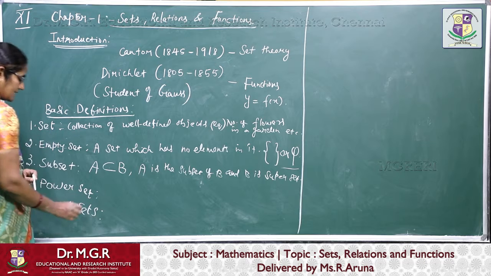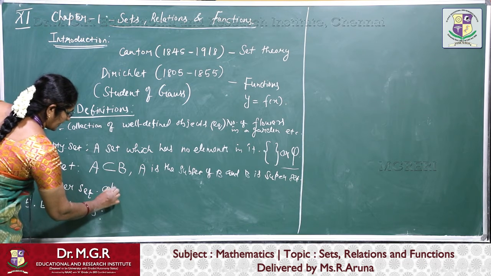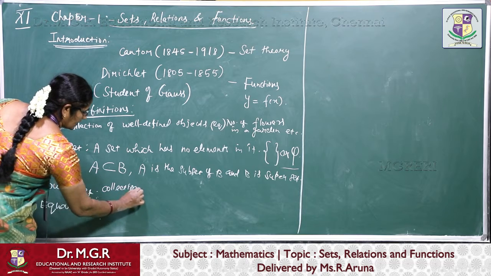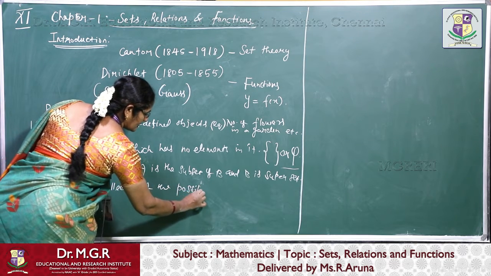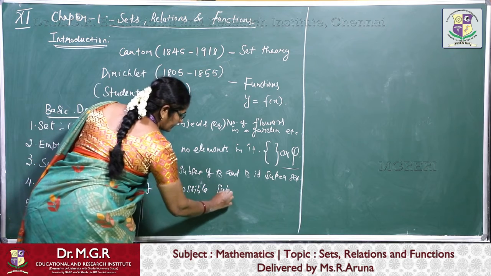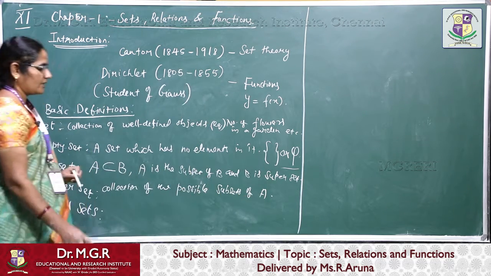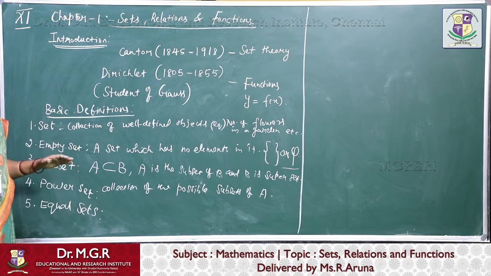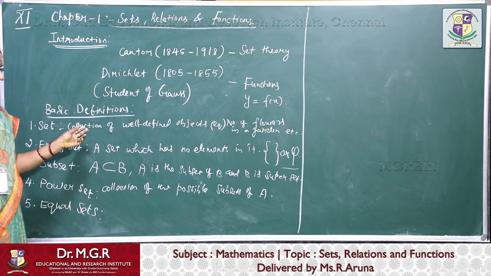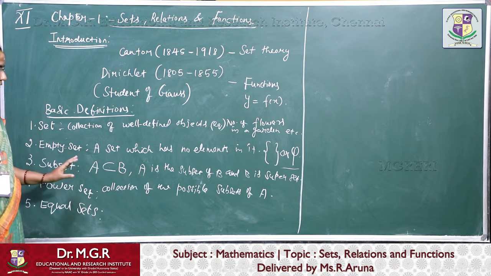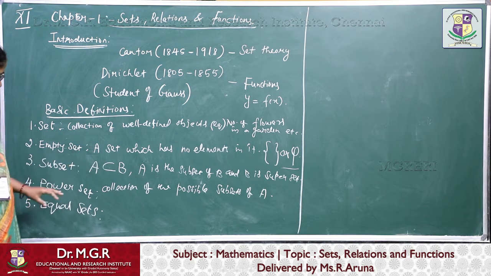Next, we can see what is called a power set. A power set is nothing but the collection of all possible subsets of the given set A. Throughout this topic, we take our assumptions of the sets as A and B. Usually if we denote A, it is one of the defined sets.